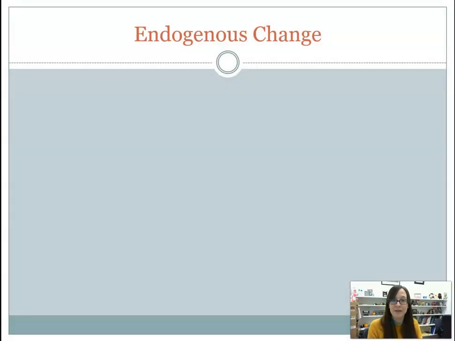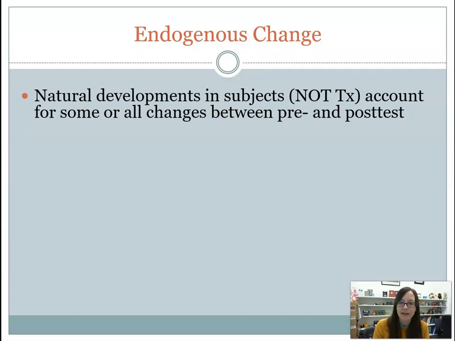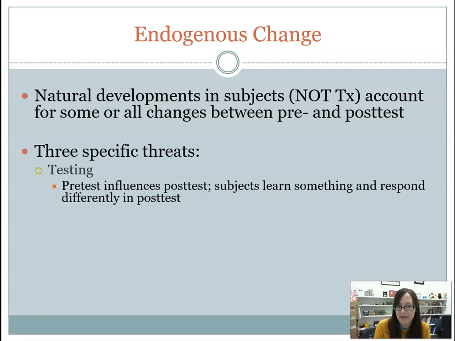And then another source of invalidity is what's called endogenous change. This is where you have natural developments that will happen in people, not because of the treatment, but there's something that changes people and accounts for some kind of change between the pre-test and the post-test. And so there are 3 specific threats to this.